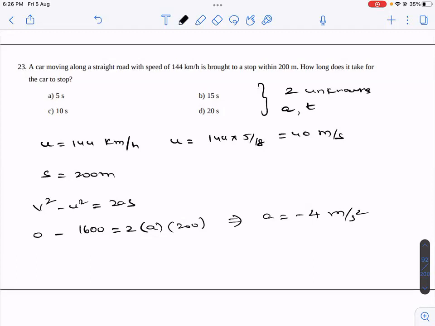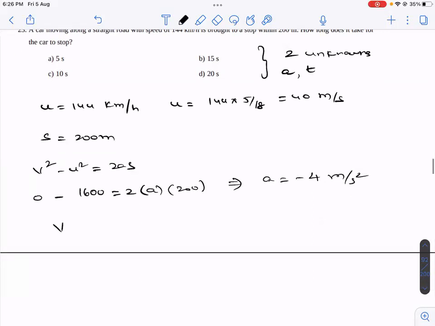Four or 8? 4 only. Minus 4 meter per second square. So how long does it take for the car to stop? V is equal to U plus AT. V is again 0. What is U? U is 40 plus acceleration of the object is minus 4 into time. So time will be 10 seconds. So it takes a total of 10 seconds for the object to come to rest.